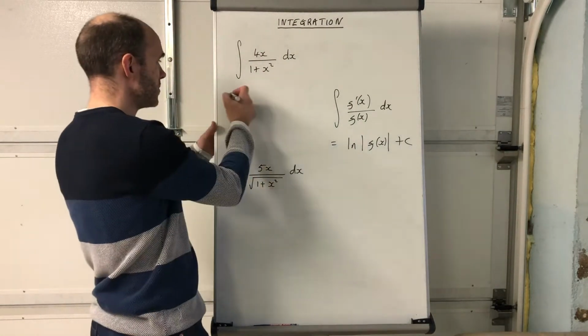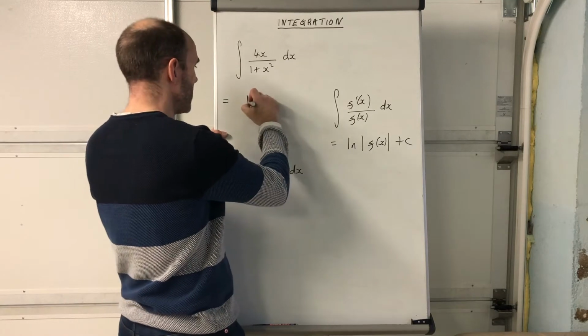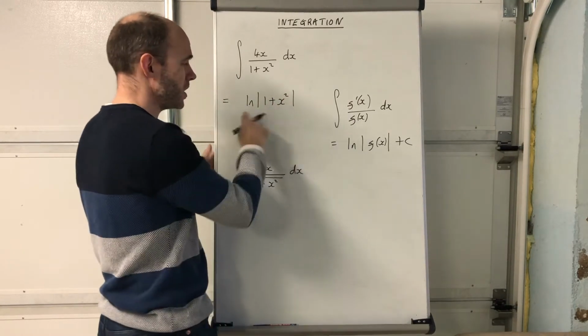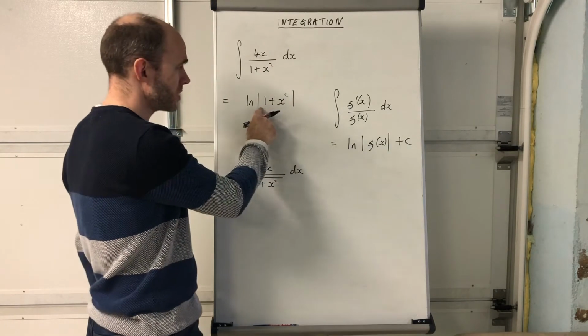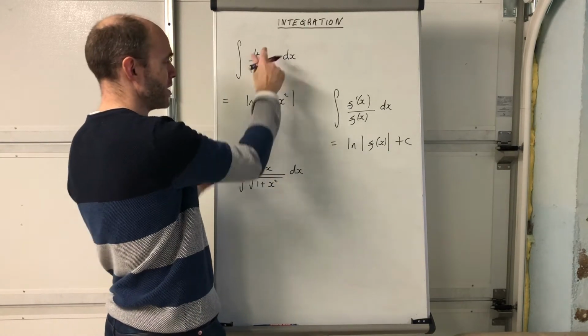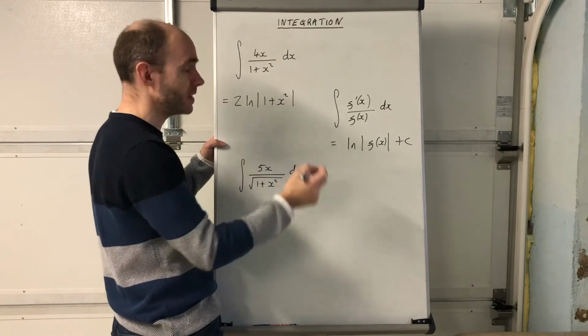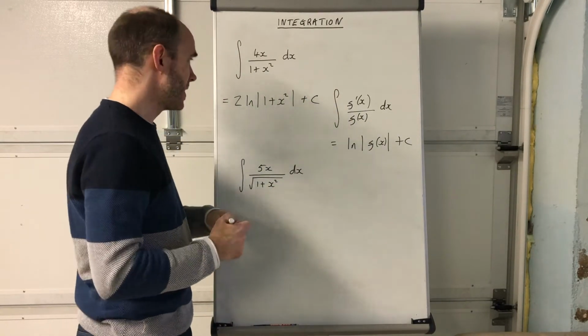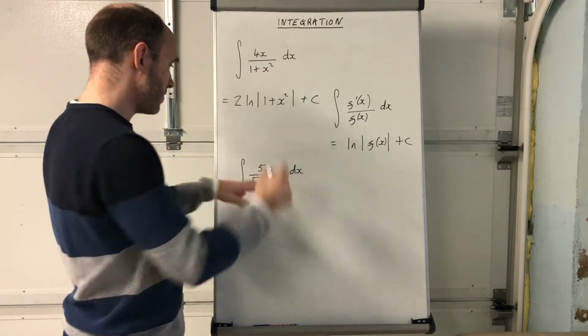Okay. So this one here is going to be a natural logarithm, and it's always going to be the natural log of the denominator, of course. When you check by differentiating this, you get 2x, that's 4x there, so just put in another 2 at the beginning to make it correct, and then the plus c, of course. All right, so that's our answer to the first one. Right, the second one.